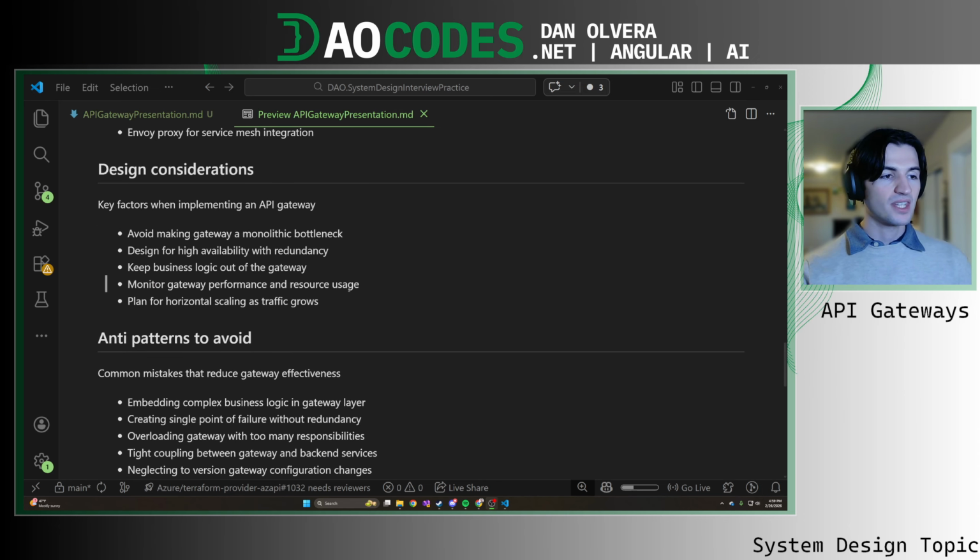Now, some of the key factors when implementing an API gateway or standing one up yourself is avoid making the gateway a monolithic bottleneck, right? So if you have these really, really large distributed systems, gateways are great. If you have two services, only ever two services, don't have the monolithic bottleneck stop you from having agile development.